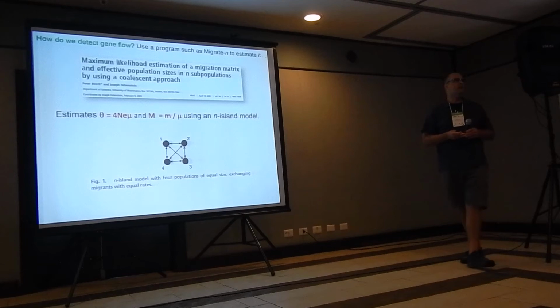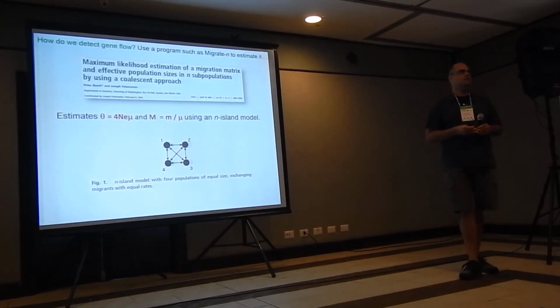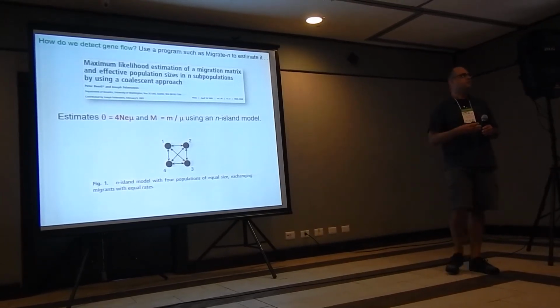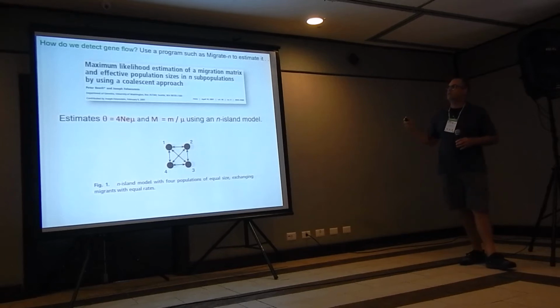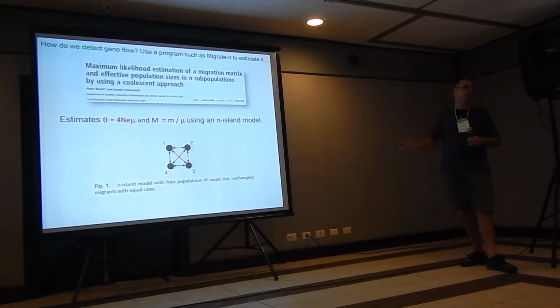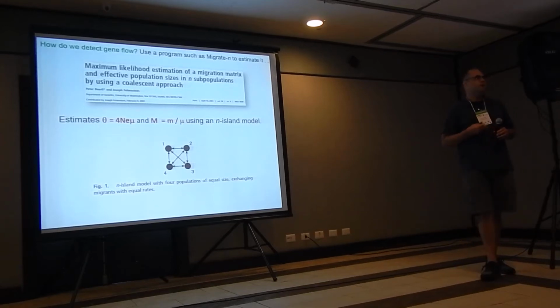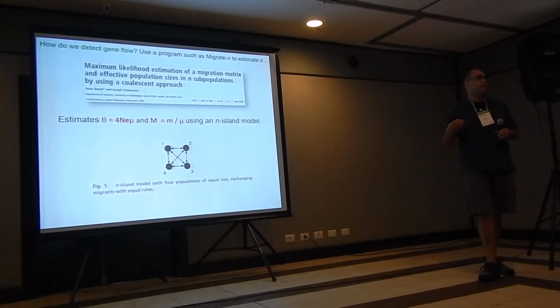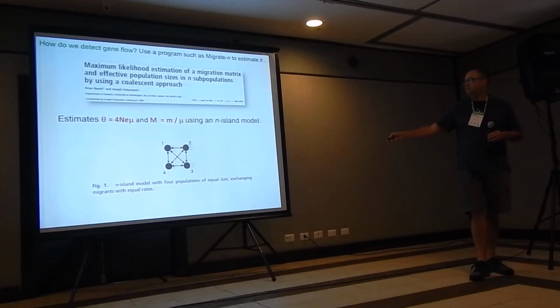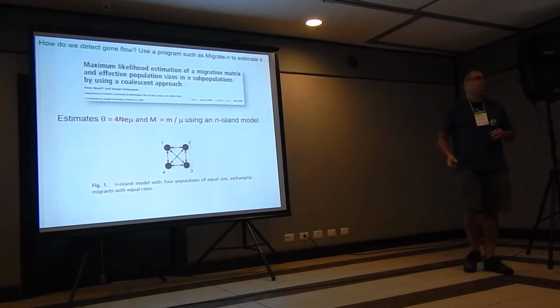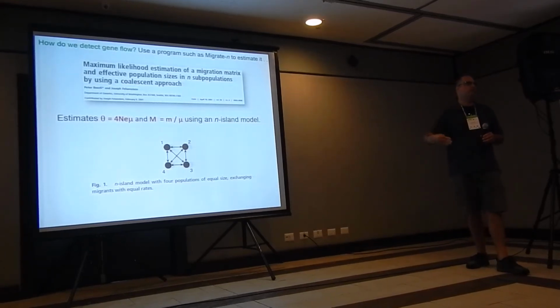And so the question of how we detect gene flow, I think, is an important one, and it has a couple of different answers. One answer is maybe straightforward. We use a program like Migrate that's actually trying to estimate gene flow. And so, as many of you know, Migrate implements a model that's called an island model. It has different populations, and these populations are connected through the sharing of alleles.